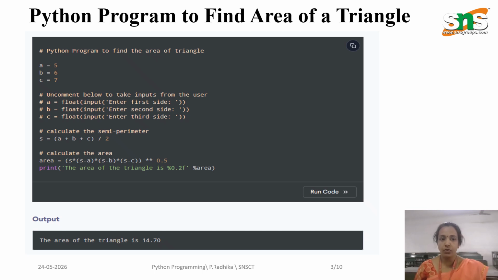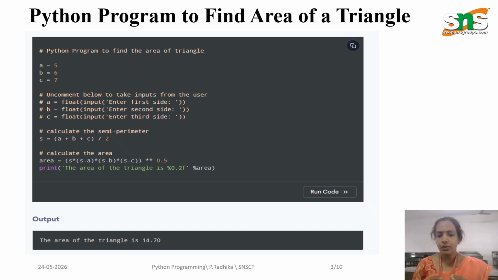There are other possibilities also. Where A is equal to float of input, enter the first side value. B is equal to float of input, enter the second side value. C is equal to float of input, enter the third side. So the length of the three sides I have to get from the user. So S is equal to A plus B plus C divided by 2. This I have to calculate because this S value is there inside the formula.